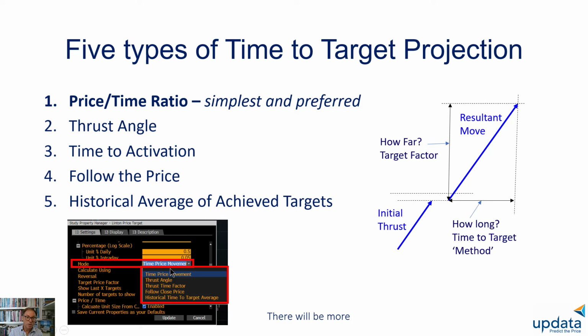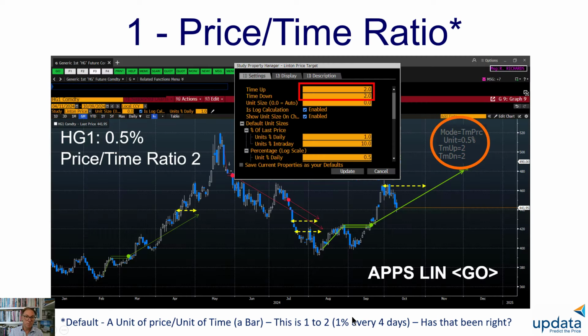These are all configurable in your Bloomberg, but this initial thrust, how far is the resultant move, and then how long is it going to take is really the key. And there could be more methods, but these are the 5 that we've come up with. Time to target is at the top of your settings for this first method. So here we see this time price ratio. This is copper, HG. Here are the targets.